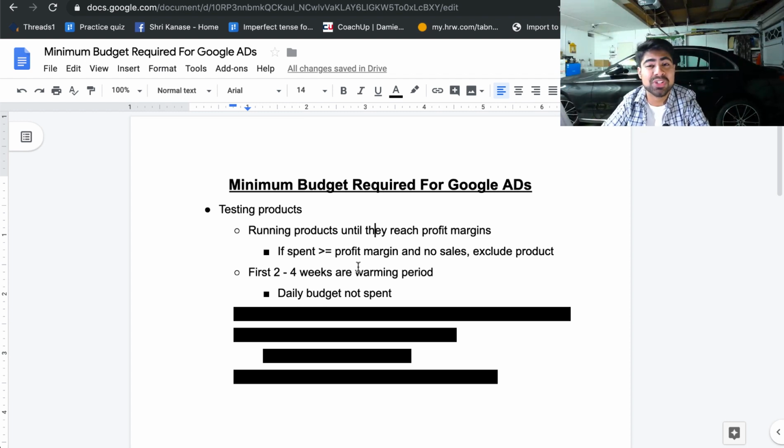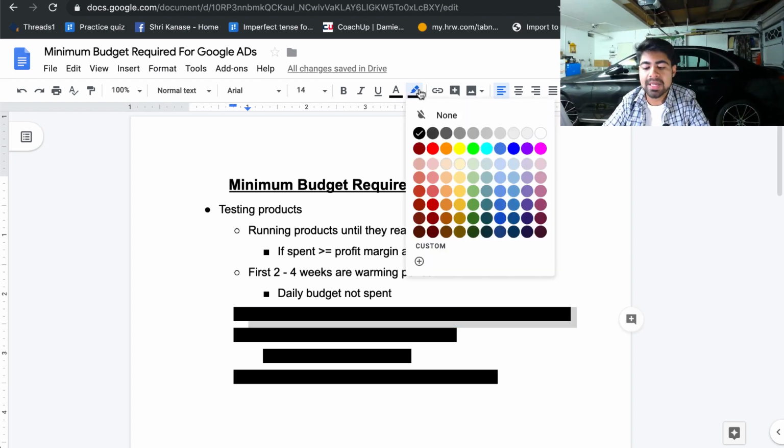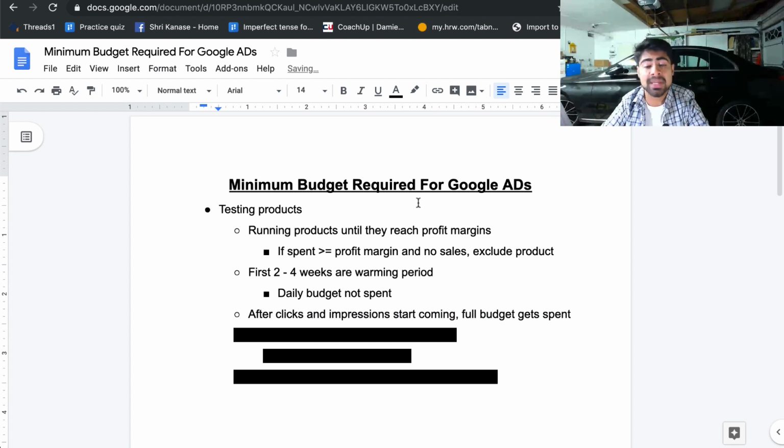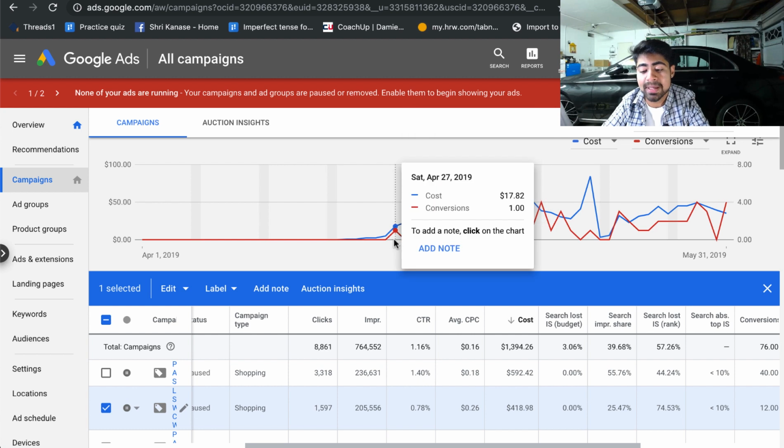In the first 2 to 4 weeks, you're not going to be spending a lot of money, if any at all. So most of your budget that I'll be mentioning very soon is going to be preserved until the 3rd and 4th weeks and onwards, when your campaign really starts spending. But after the clicks and impressions start coming, so in this case after 11 days the clicks and impressions and spend started going higher, what you're going to be noticing is that your full budget is starting to get spent.